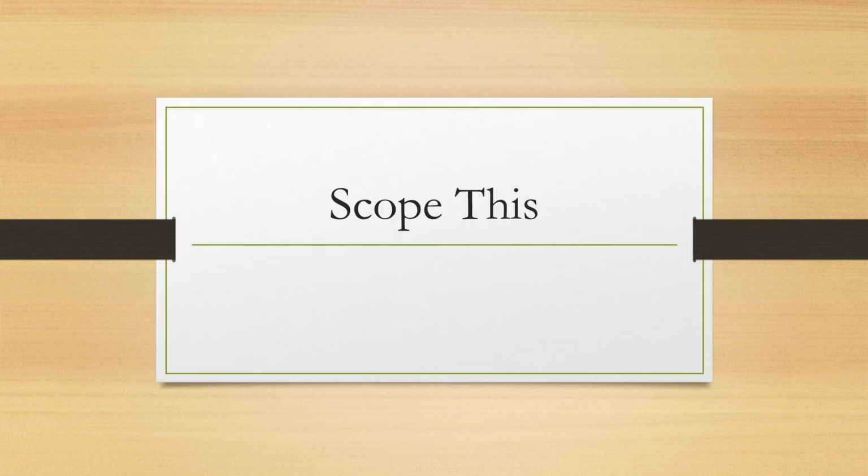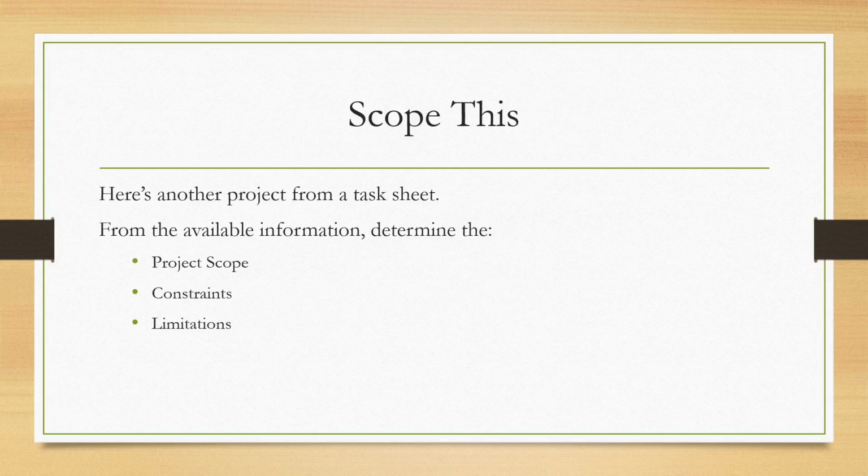So now it's time for you to scope this. So now you're going to see another project from a potential task sheet. From the information that you're presented with, you need to develop a project scope, work out the constraints, and develop a list of limitations and, if appropriate, some assumptions.